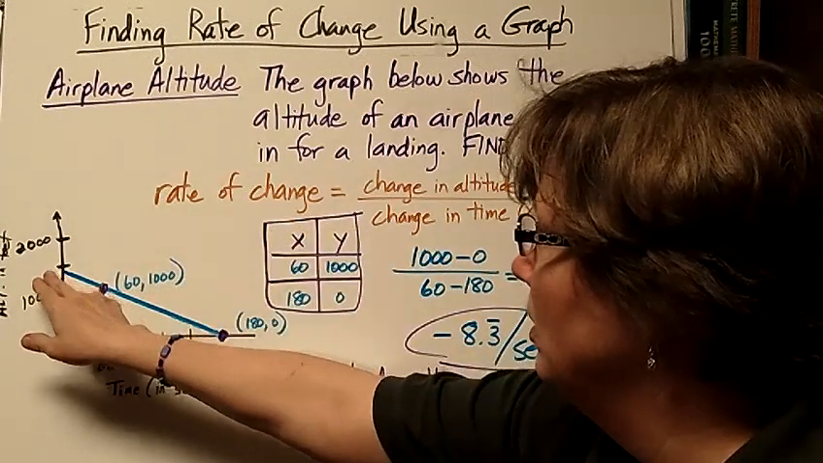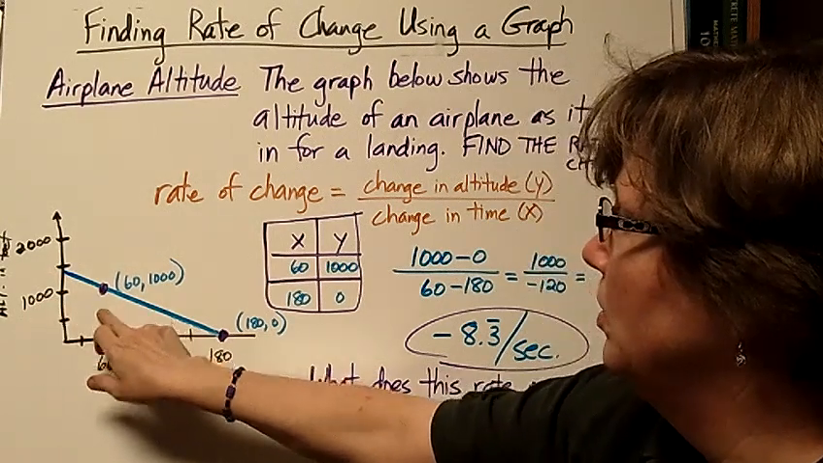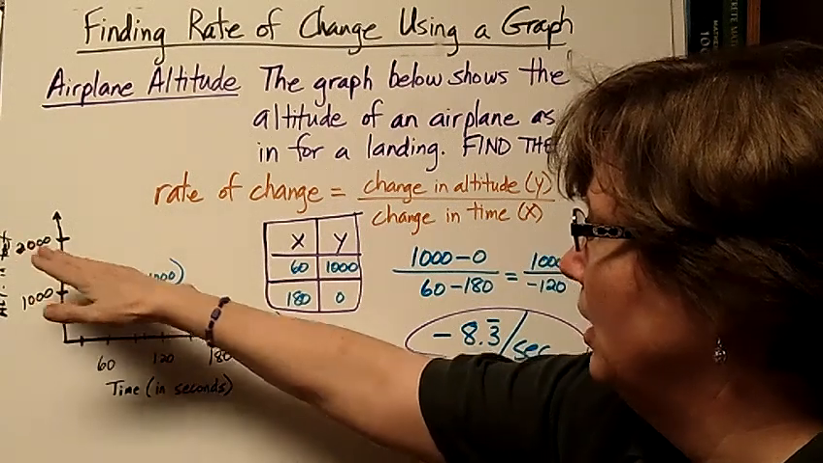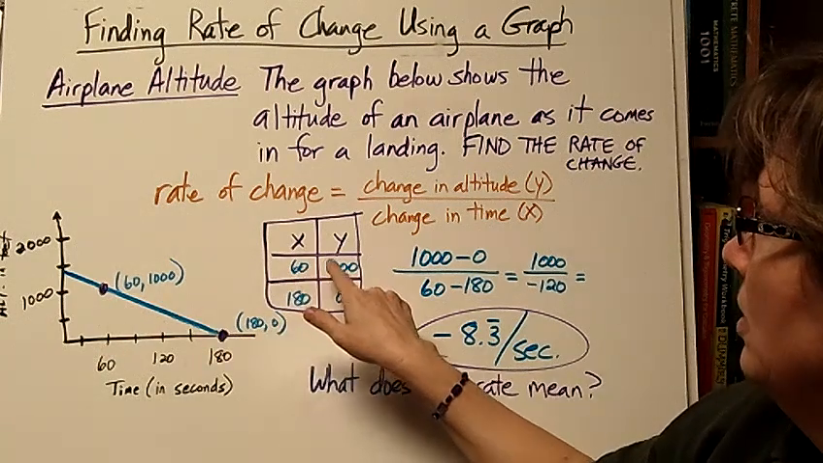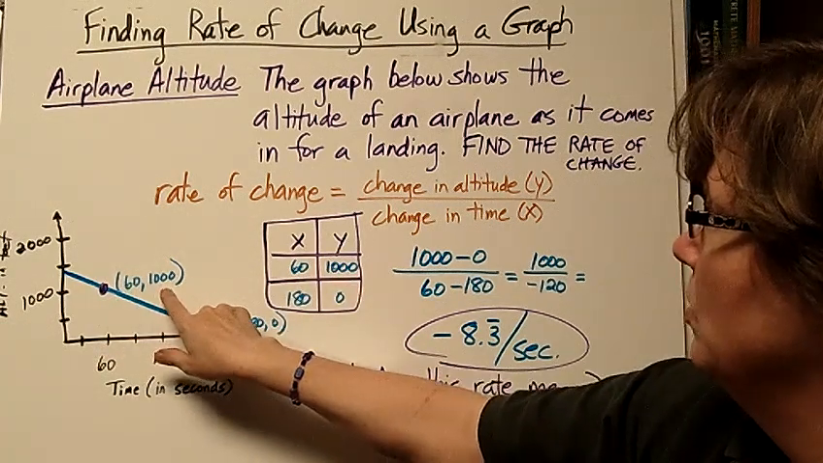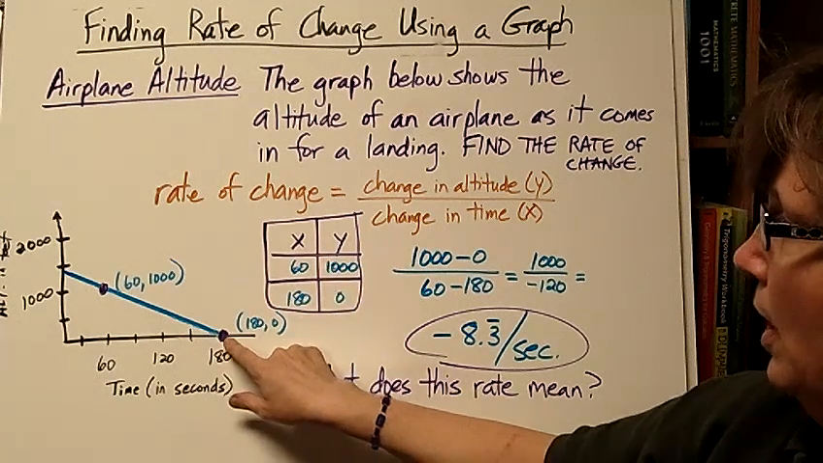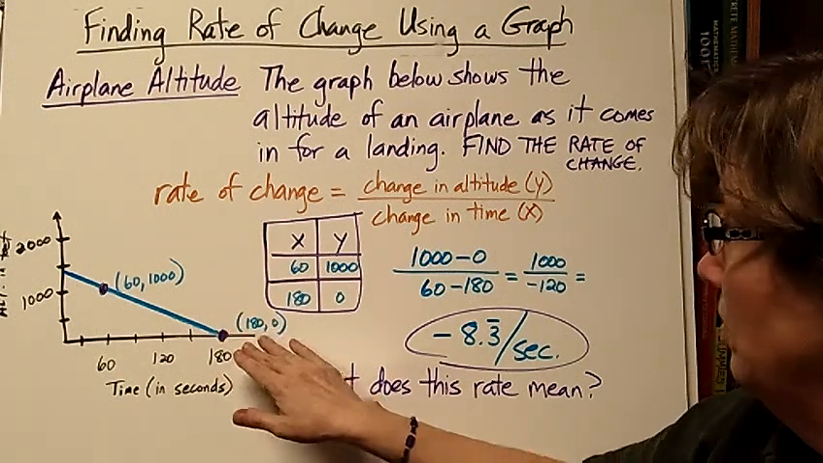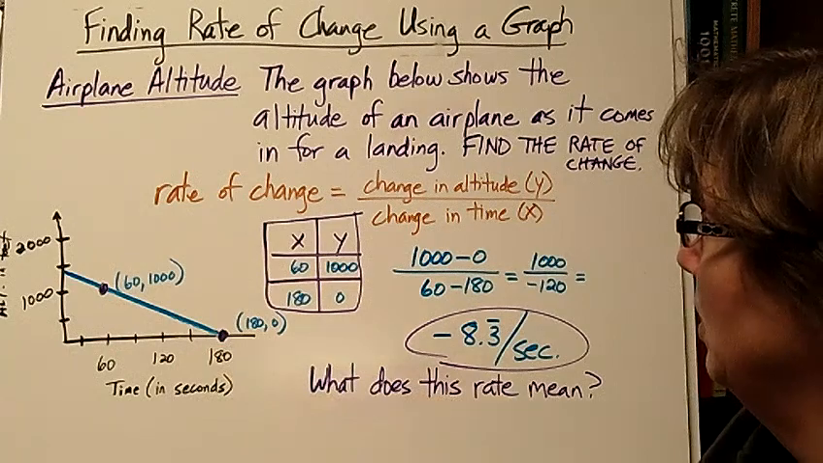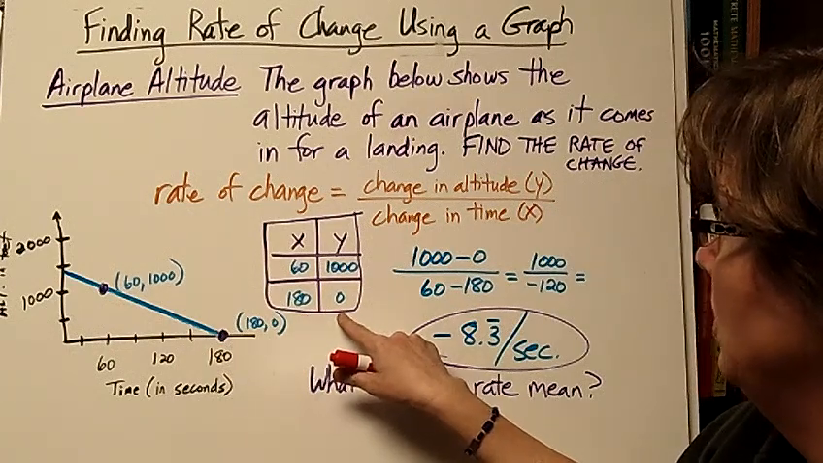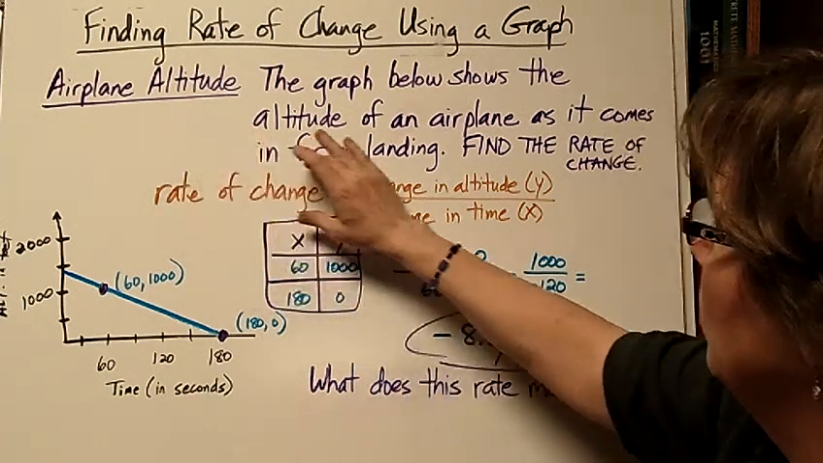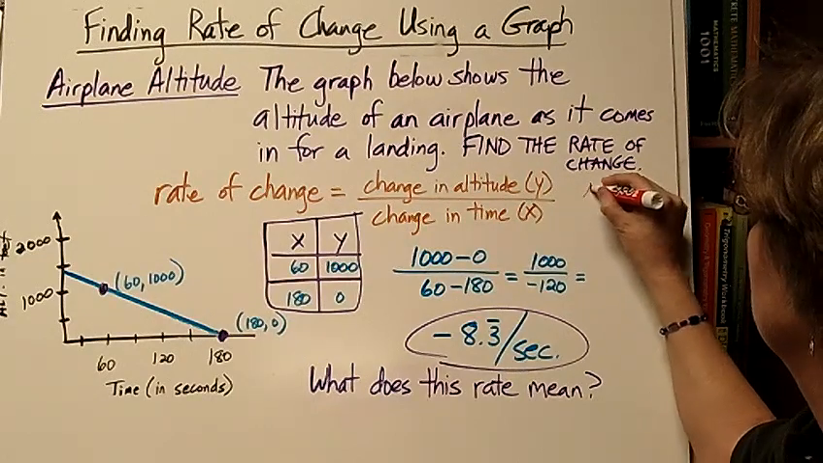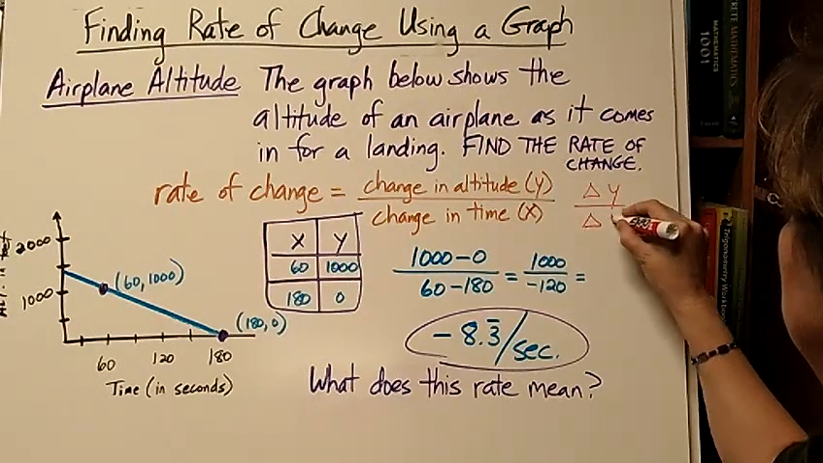Here, you're going to be at 60 seconds, at 1,000 feet in your landing. So here we put our x and our y for the point 60, 1,000. I went ahead and made a chart. We also have here at 180 seconds, we are at 0 altitude, which means we have landed. We have 0 feet above the ground. So 180, 0. Then you're just going to take the formula that we've been using, the change in y divided by the change in x.